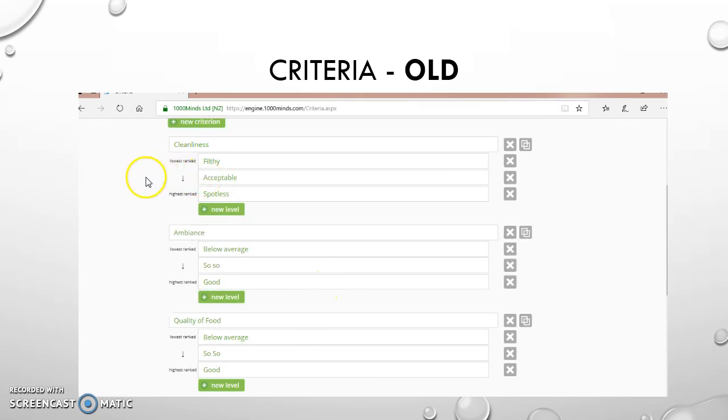The next step was to pick our criteria again. We picked cleanliness, where you could go filthy, acceptable, or spotless. Ambiance, we could go below average, so-so, or good. And quality of food, we could go below average, so-so, or good. Okay, now we're going to move on to the new criteria.